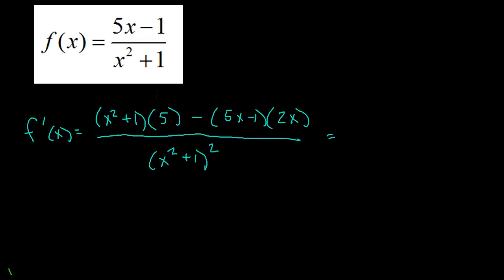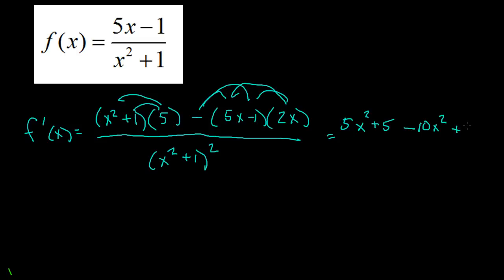All right, now I just got to do some algebra here. Let me distribute. 5x squared plus 5. Now be careful, I got to distribute the negative and the 2x. So I'm going to get negative 10x squared. And I'm going to get a positive 2x. Okay, just hopefully you follow that.